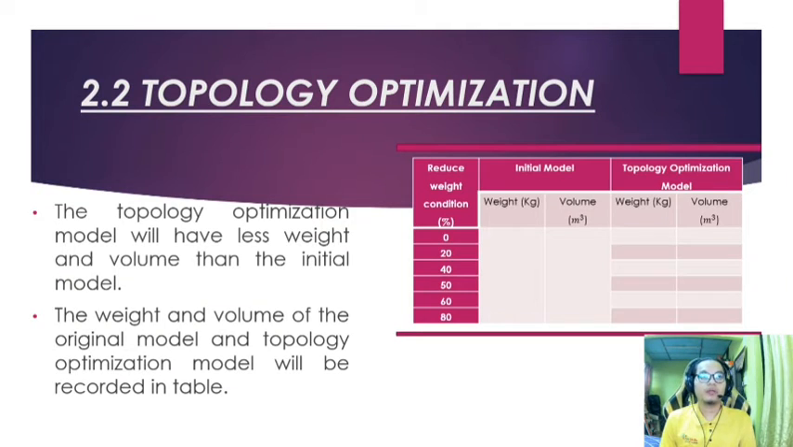Okay, next we talk about the topology optimization. The topology optimization model will have less weight and volume than the initial model. The weight and the volume of the original model and the topology optimization model will be recorded in the table. You can see that we already made a table that compares the initial model and the topology optimization model in weight and volume.